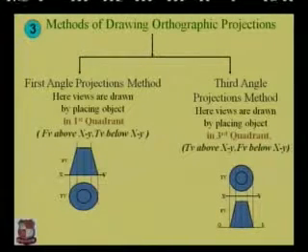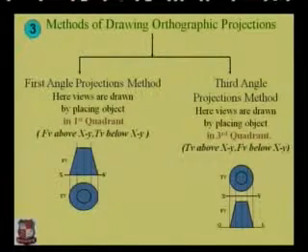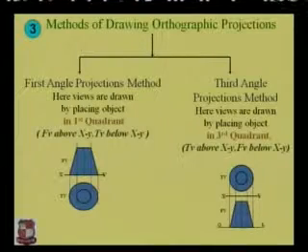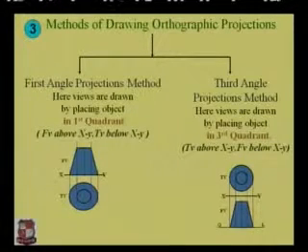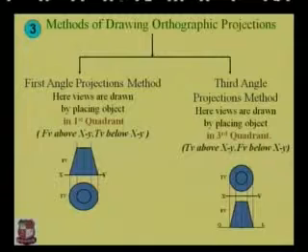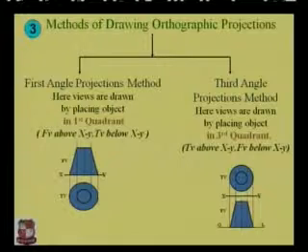In the case of the third angle projection method, the drawing is made by placing an object in the third quadrant. It means that when the third angle projection method is asked in an examination, we will consider the third quadrant for the object, and the top view will always be drawn above the XY line, and the front view will always be drawn below the XY line.